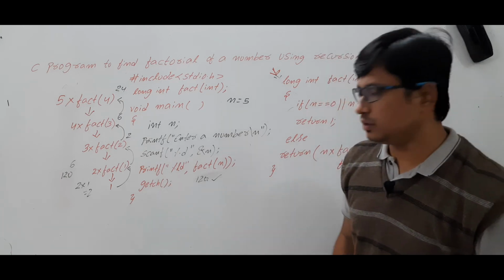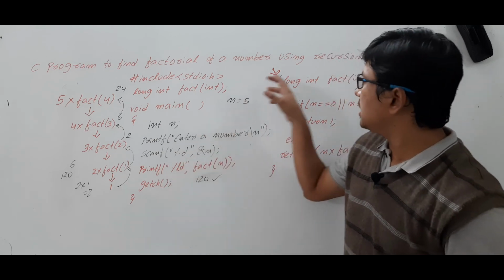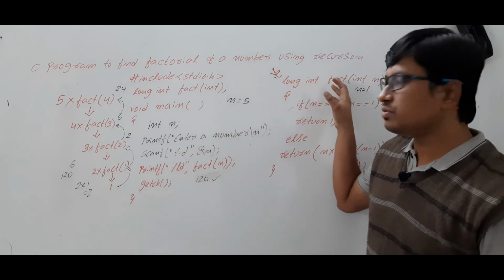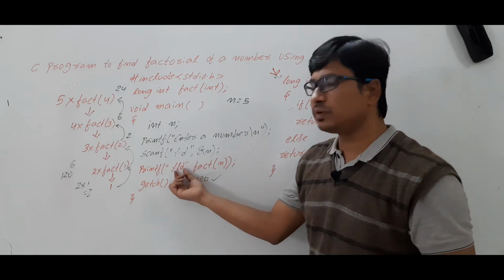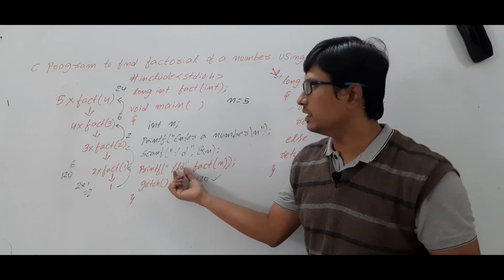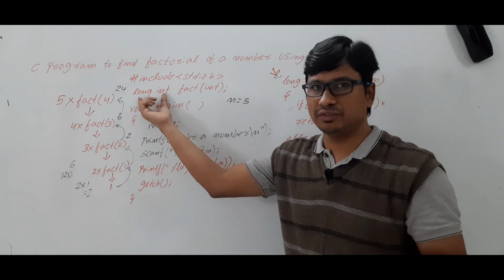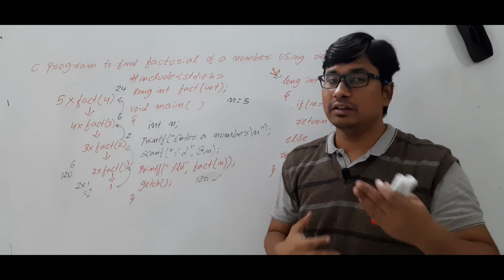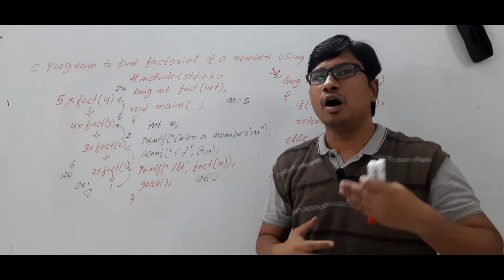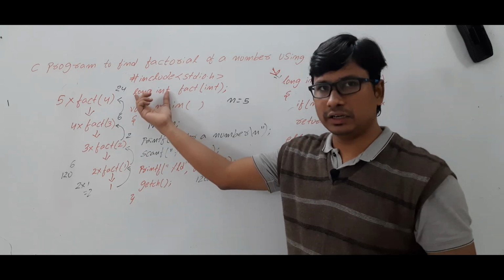Now I want to tell you why I have used the format specifier %ld. Because it is a long int. So this function fact will return a long integer. So that's why I have used the format %ld. Now you can ask me, sir, why have you used the return type as long int instead of int? Because sometimes when you are computing the factorial of a number, the factorial may be out of the range of an integer. So that's why I'm using a long int.